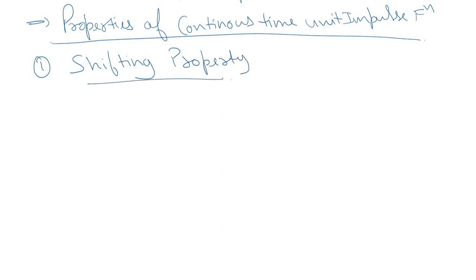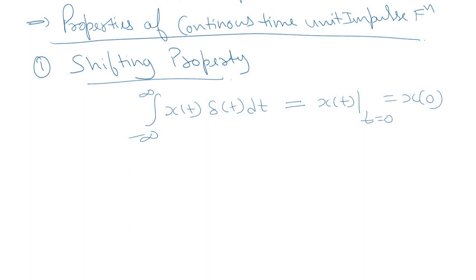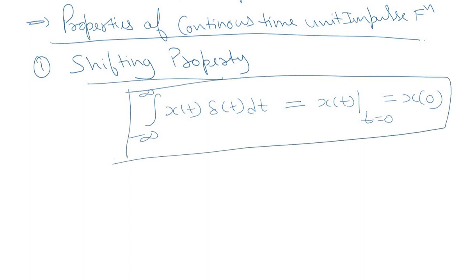The shifting property is defined as: if we multiply any arbitrary signal x(t) by the unit impulse function delta t and integrate it over the infinite range, then the resultant is your signal x(t) at t equal to 0, or you can say simply x of 0. So this is your shifting property.